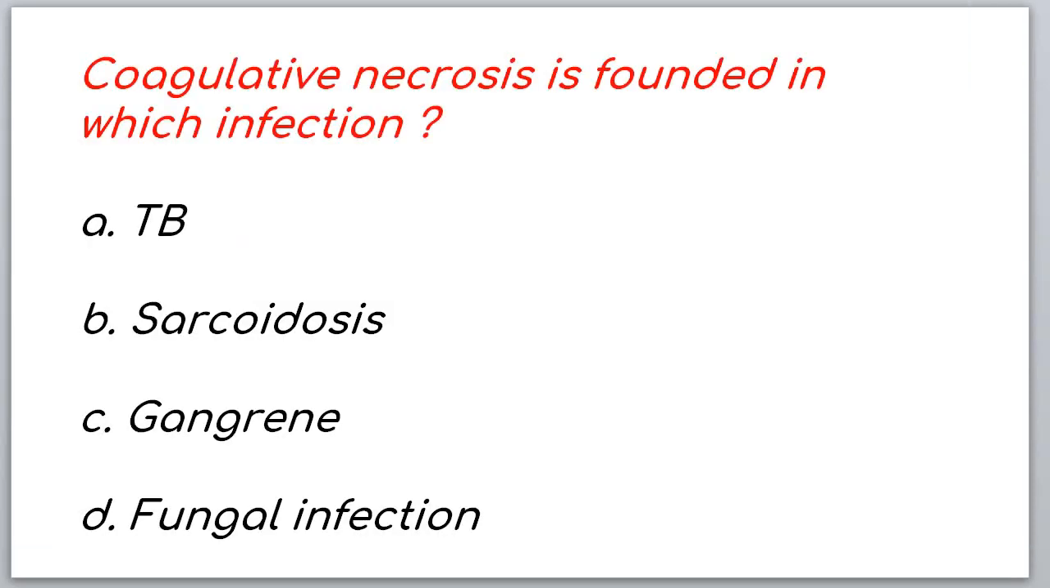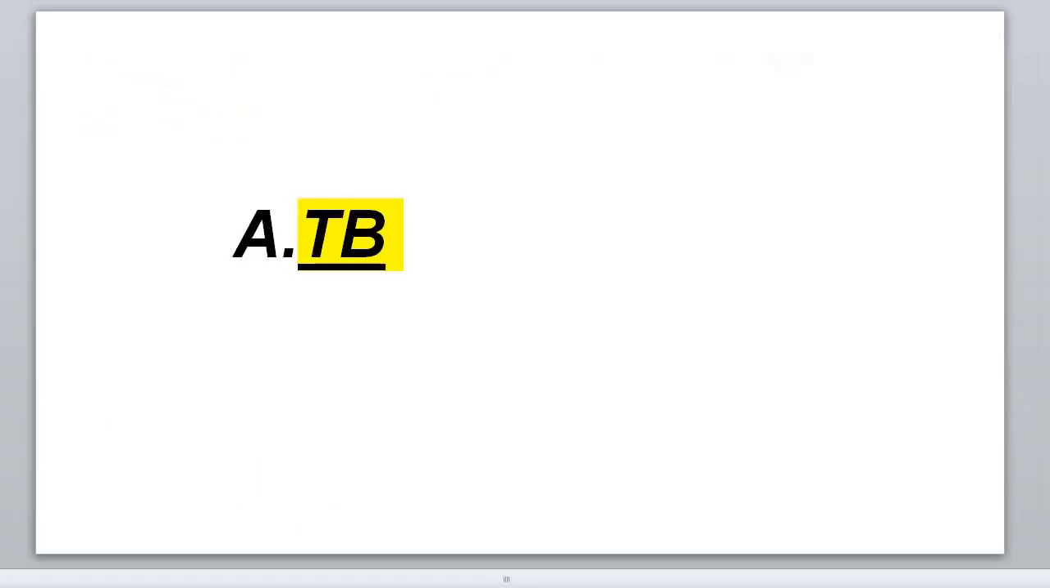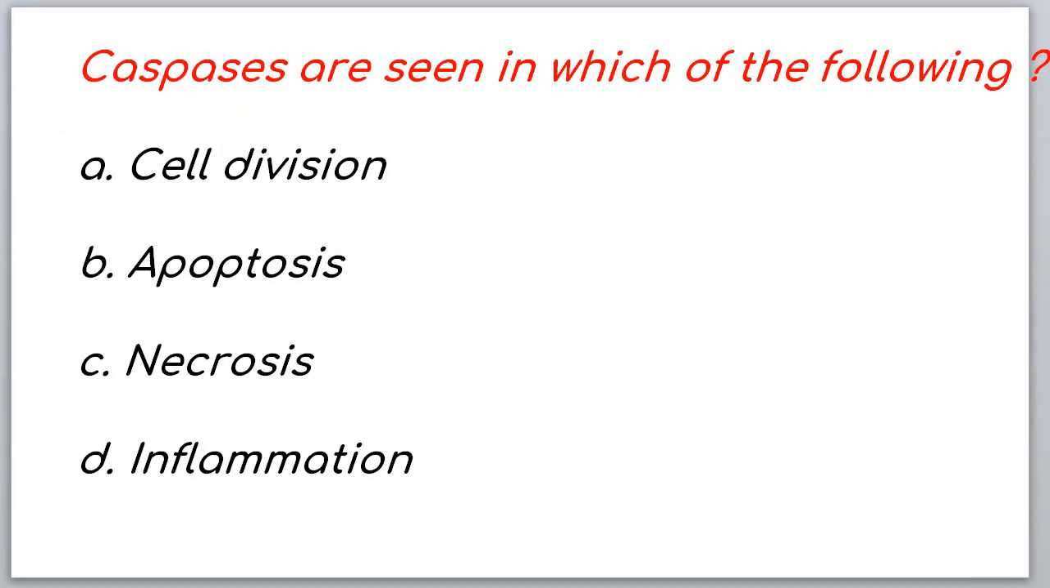Coagulative necrosis is found in which infection? Option A, tuberculosis. Option B, sarcoidosis. Option C, gangrene. Option D, fungal infection. Option A, tuberculosis, is the correct option.